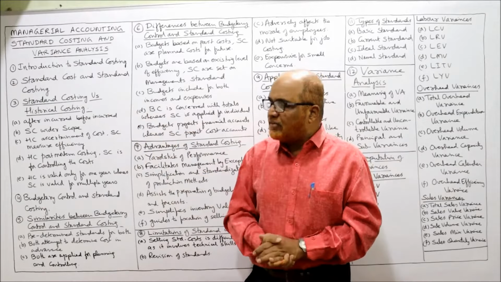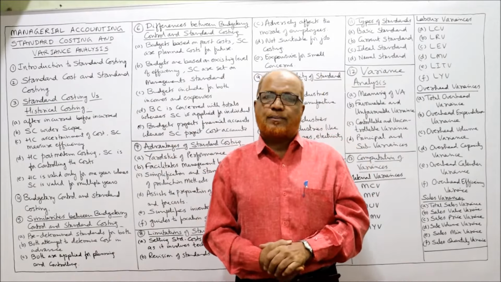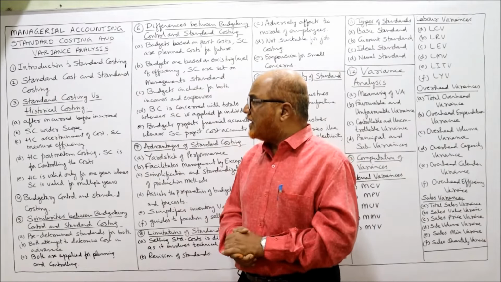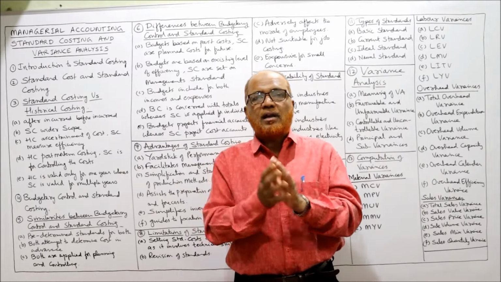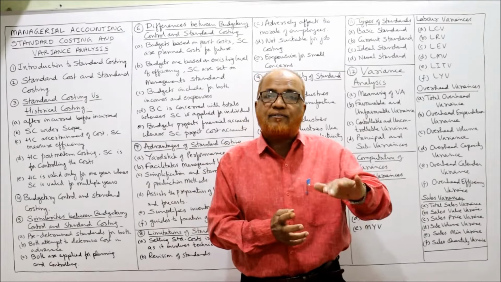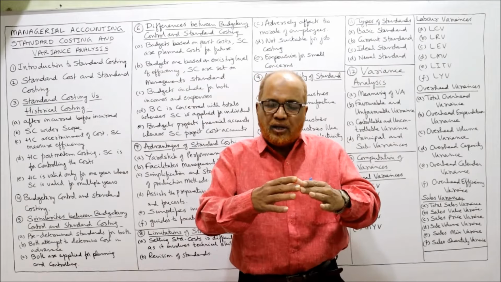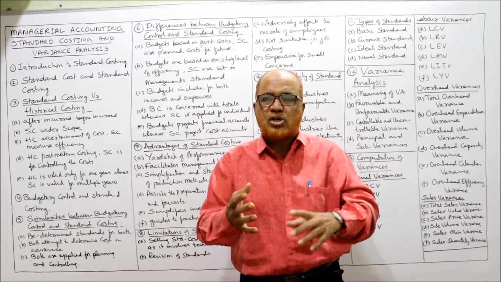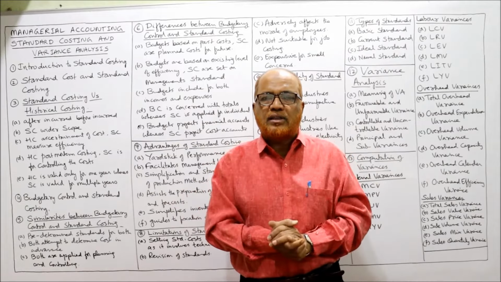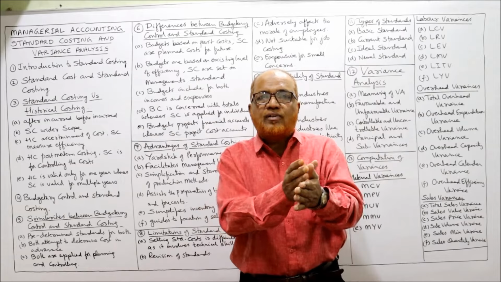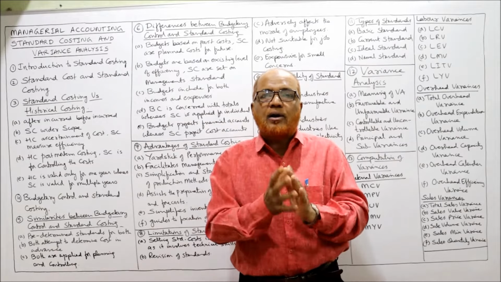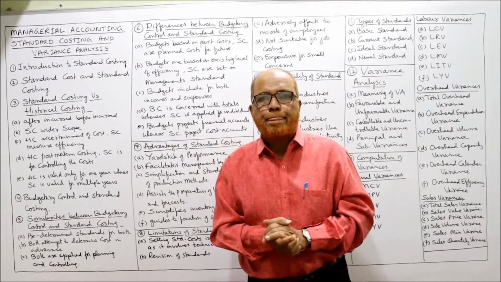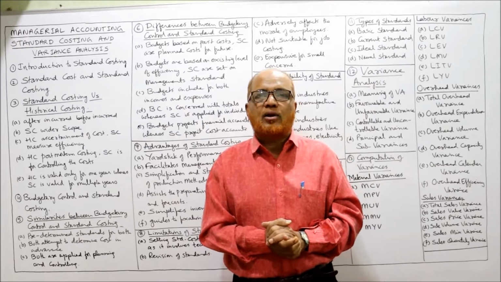Next, standard costing versus historical costing. What are the differences between these two? First one, after incurred, before incurred. Historical cost will be calculated after incurring the cost. For example, during the whole year the cost is incurred on material, labor, overheads. All the costs are already incurred during the year. After incurring the cost, we are recording in order to ascertain what is the total cost of production we have already incurred. This type of costing is called historical costing.